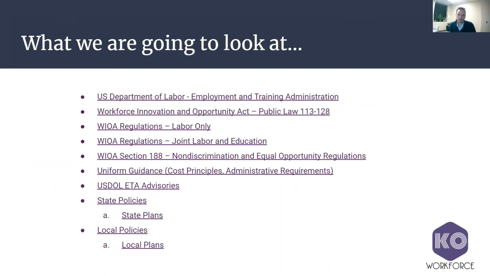So some of the resources we're going to be looking at today include the U.S. Department of Labor Employment and Training Administration website. There's some fantastic resources on that website that help to clarify things within the federal law or federal regulations. And so we'll look at some of the tools there. We'll look at the Workforce Innovation and Opportunity Act itself, the federal law. I'll give you kind of a brief overview of how to read some of the sections within that law, understanding the differences between titles and chapters and sections, all of that fun stuff.